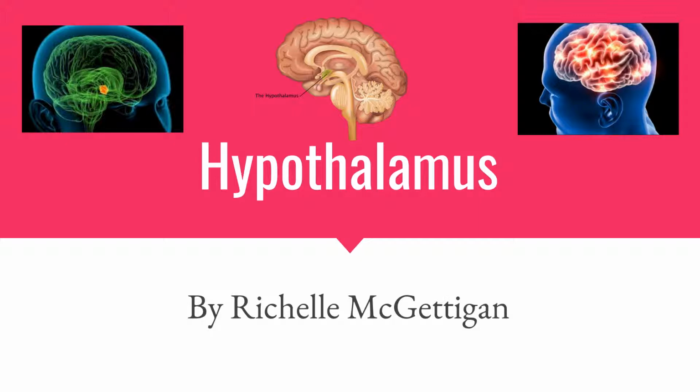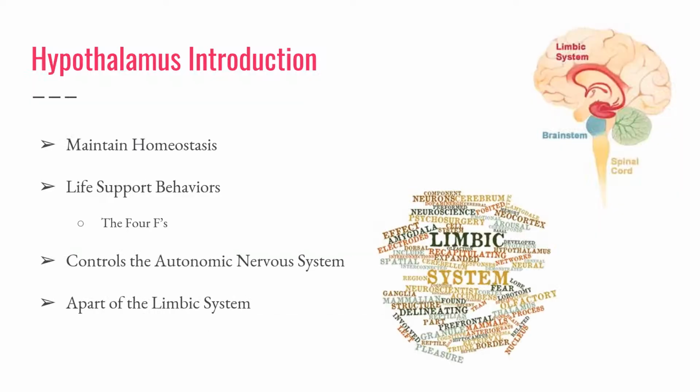If you look at your upper left hand corner, you're going to see a small orange dot in that diagram and that represents the hypothalamus. So the hypothalamus's main goal is to maintain homeostasis, and it functions mainly through life support behaviors, and these four life support behaviors are known as feeding, fighting, fleeing, and reproduction.